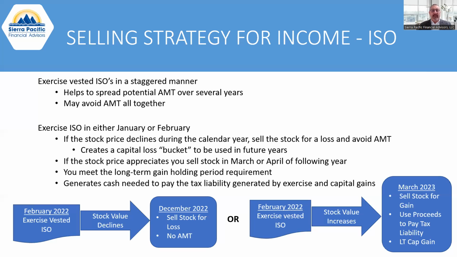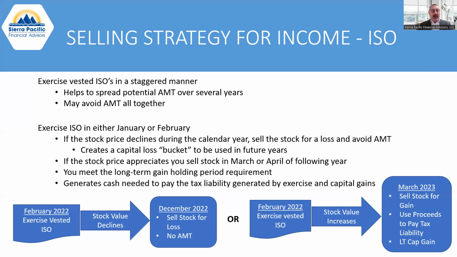Okay, so when do you exercise? We're going to do it in a staggered manner, but when? And this is key to the tax planning part of the ISO strategy: you want to exercise the ISOs either in January or February. So if the stock price declines during the calendar year, you sell the stock for a loss and you avoid the AMT. And also, it creates a capital loss bucket that you can use in future years.